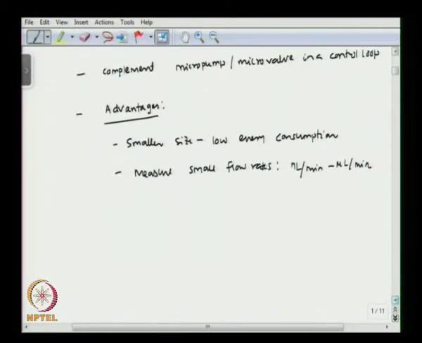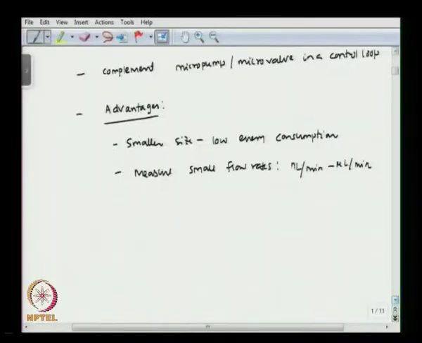Now, let us look at some of the performance parameters of microflow sensors. The first performance parameter that we will look at is the operational range. In what range of flow rates a certain microflow sensor can be used.